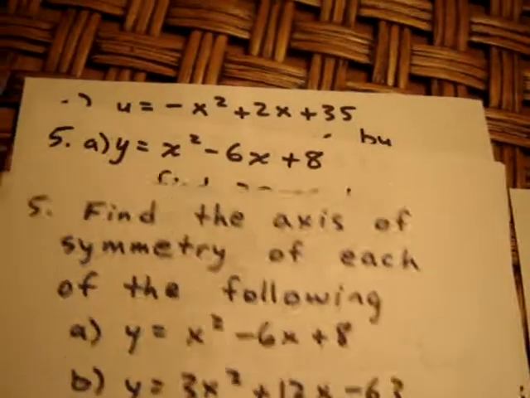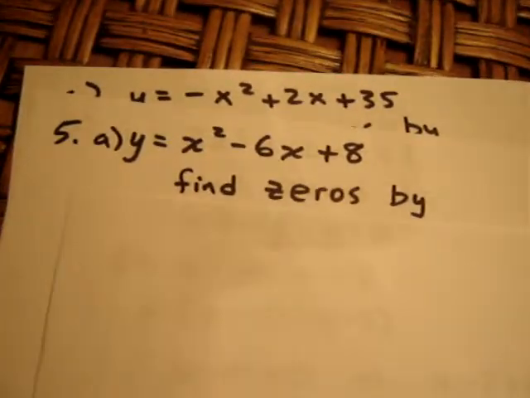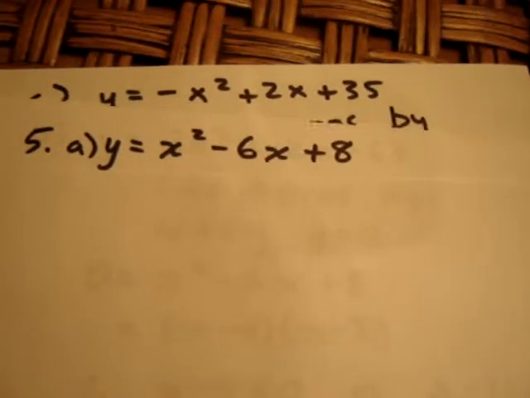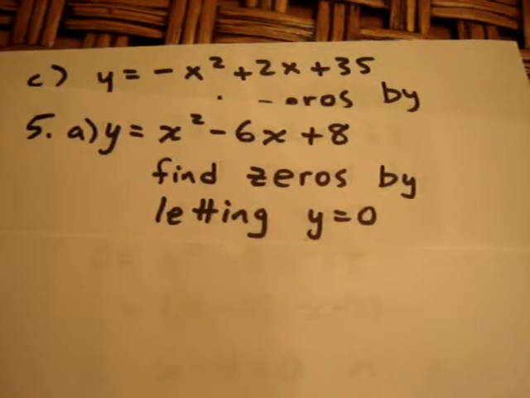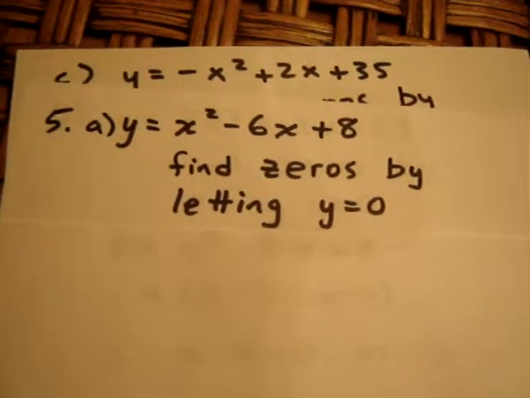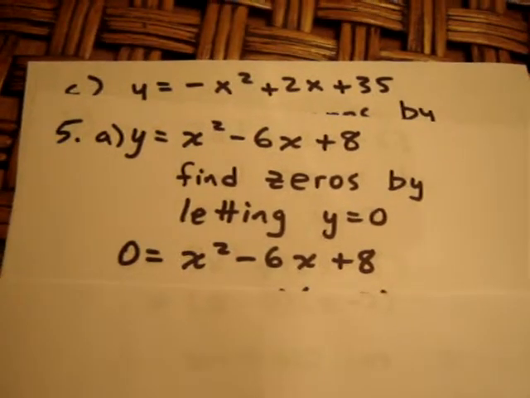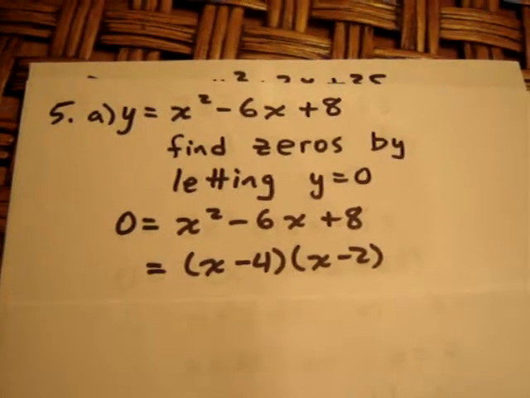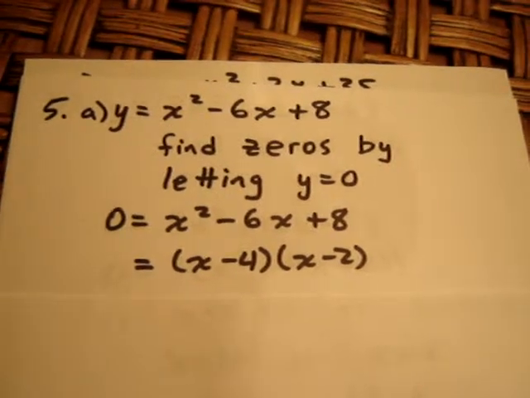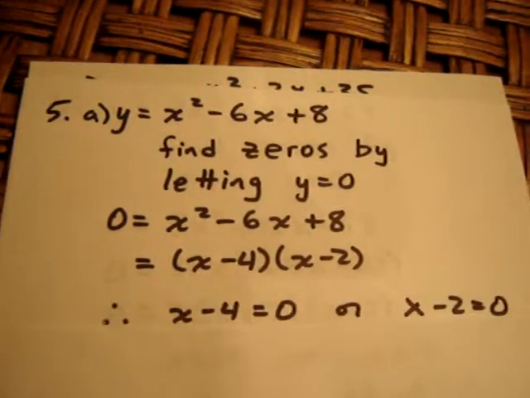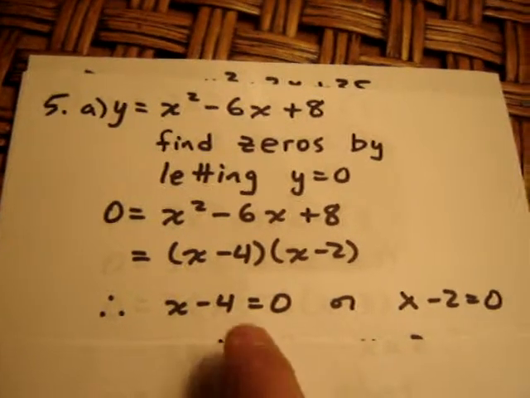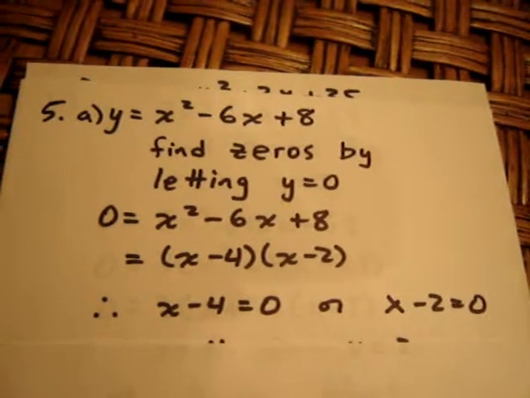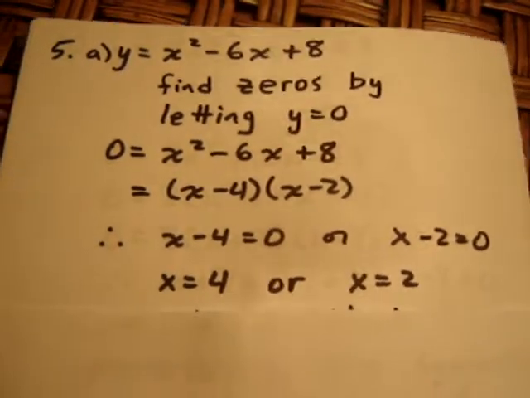So let's try the first one here. y equals x squared minus 6x plus 8. We're looking for the axis of symmetry, so our first job is to find the zeros by letting y equal 0. We already know how to do this from our earlier work. So 0 equals x squared minus 6x plus 8. Factoring gives us (x minus 4)(x minus 2). Now, if 0 equals the product of these two factors, then one of the factors has to equal 0. So that means x is 4 or x is 2.